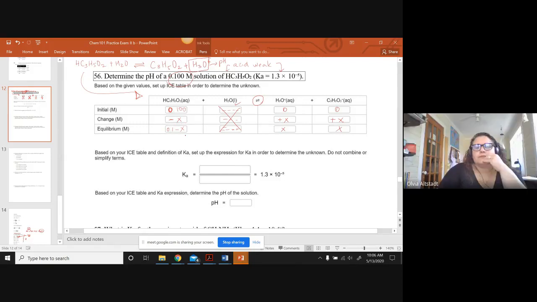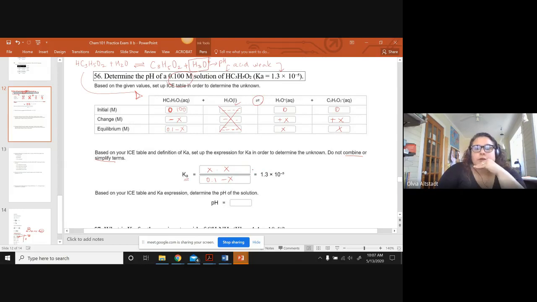Yeah. Okay. So at this point, when I'm filling out this section of the ICE table on Chem 101, I need to make sure that I do not combine or simplify terms. There is a part where you still have to write Ka expressions and Kp expressions and Kc, so it's still important to know this part. X times X over 0.1 minus X. And from here, you solve for your Ka expression.